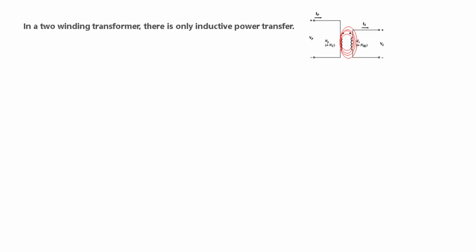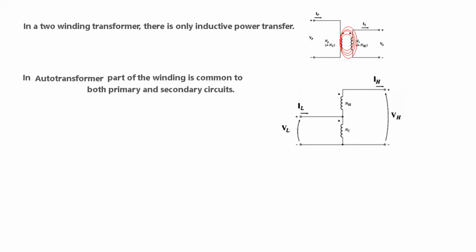And a couple of points. In two winding transformers, there is only inductive power transfer. Due to magnetic flux linkage, power is transferred from the primary side to the secondary side. But in an autotransformer, part of the winding is common to both primary and secondary. So this winding, and C means common, is common to both primary side and secondary side. The total power transfer consists of inductive transfer and conductive transfer.